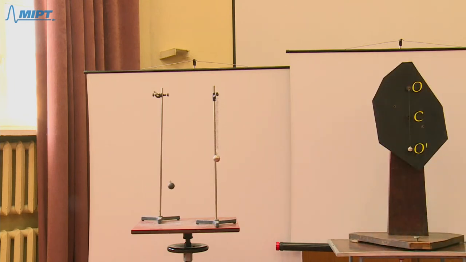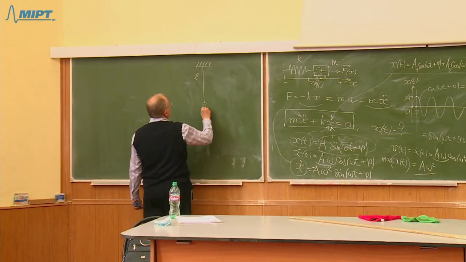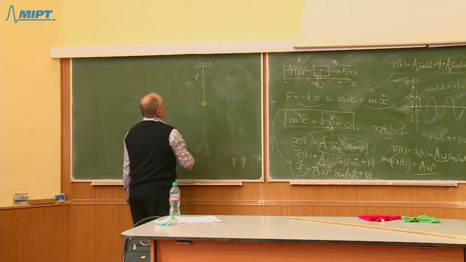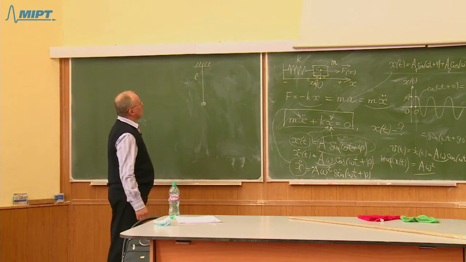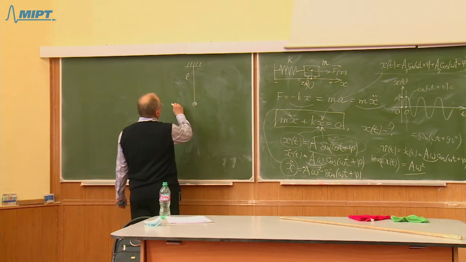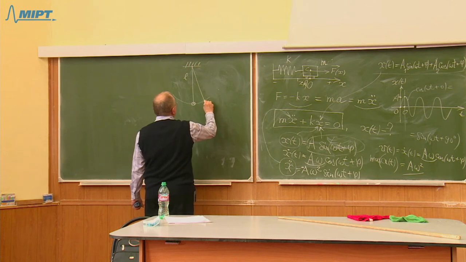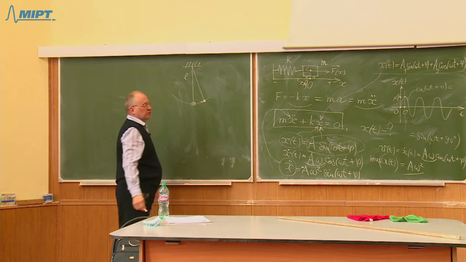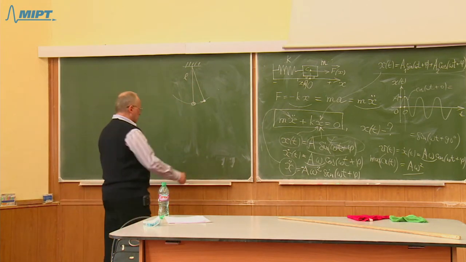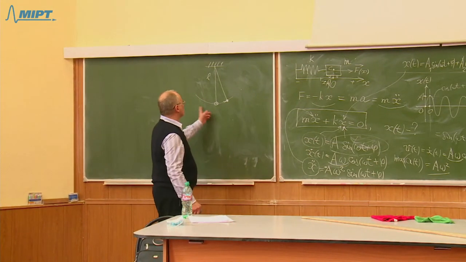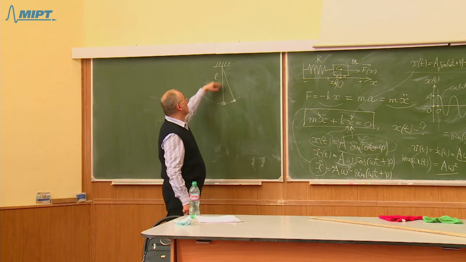So there was no initial amplitude, no initial deflection, but there was an initial velocity to this body. So what is the period of oscillations of such a body? If the length of this thread is L, and this is the small body which hangs here on the surface of the Earth, what will be the period of oscillations? Let's finish this consideration for oscillations of such a body, which is called a mathematical pendulum. A mathematical pendulum is just a small body hanging on the thread.